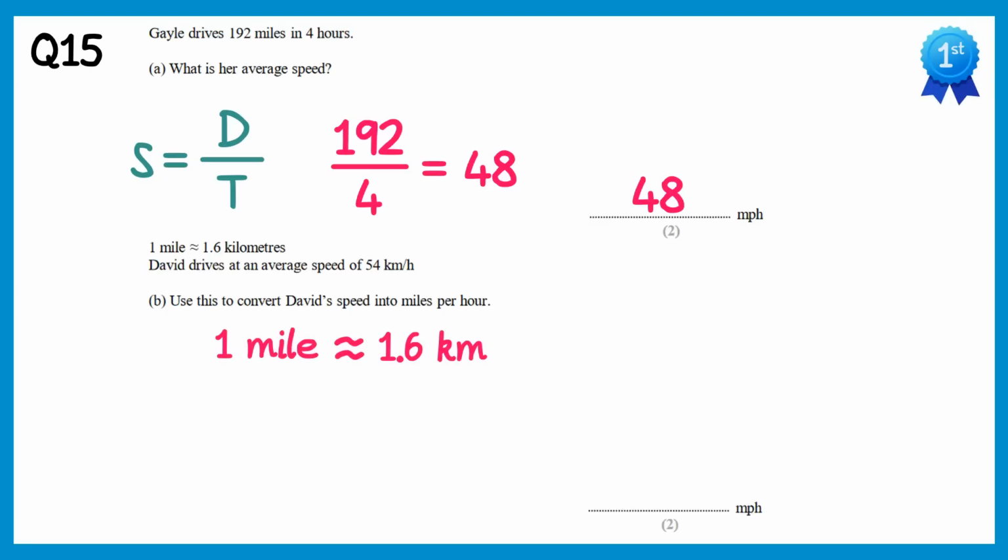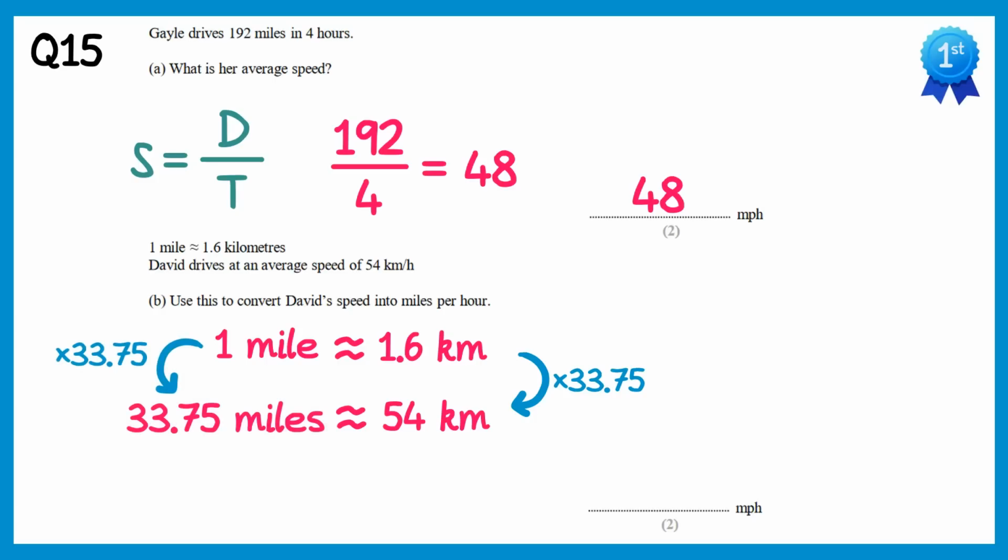In part B of this question, we've been given a conversion that 1 mile is approximately 1.6 kilometers. We need to work out David's speed in miles per hour, but we've been told he travels 54 kilometers per hour. I want to know what we would times 1.6 by to get to 54. To do this, I'll do 54 divided by 1.6, and this comes out as 33.75. So 1.6 times 33.75 gives me 54. If I times by 33.75 on the other side, you get 33.75 miles. So 54 kilometers is roughly the same as 33.75 miles. So 54 kilometers per hour is roughly the same as 33.75 miles per hour.